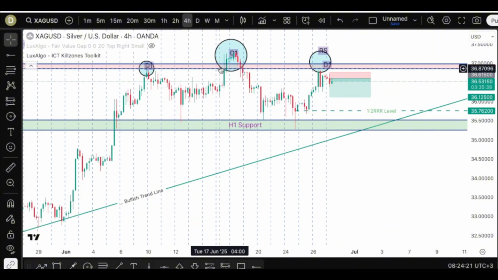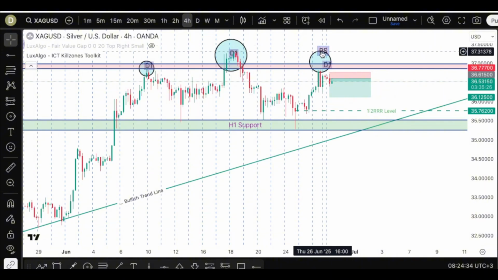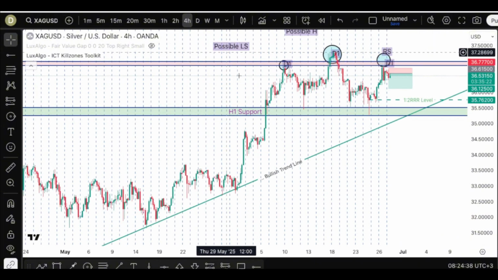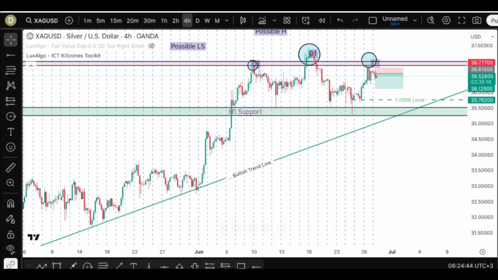So I marked this area. This place was empty 2 days ago. I just placed a circle, and here I had written possible left shoulder, possible head, and here I had not written this. It was just empty because I didn't know how far the price would go.